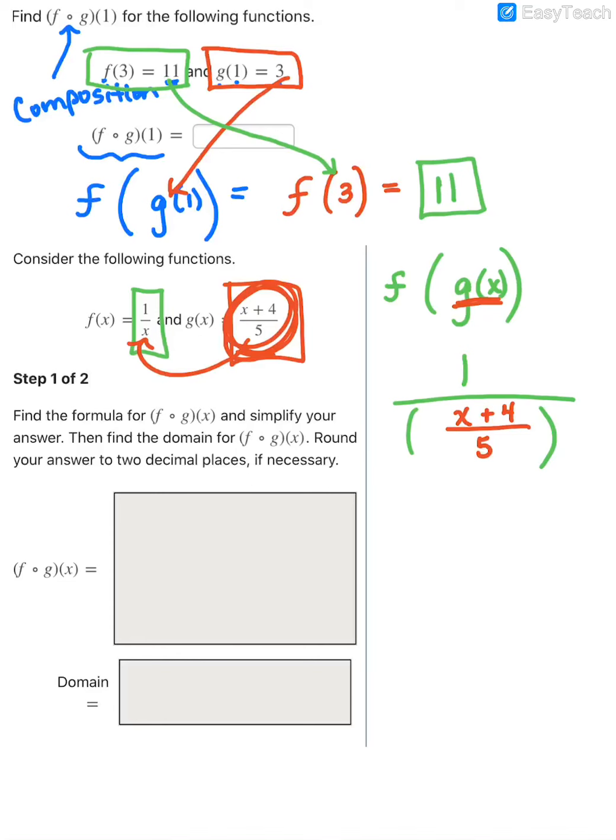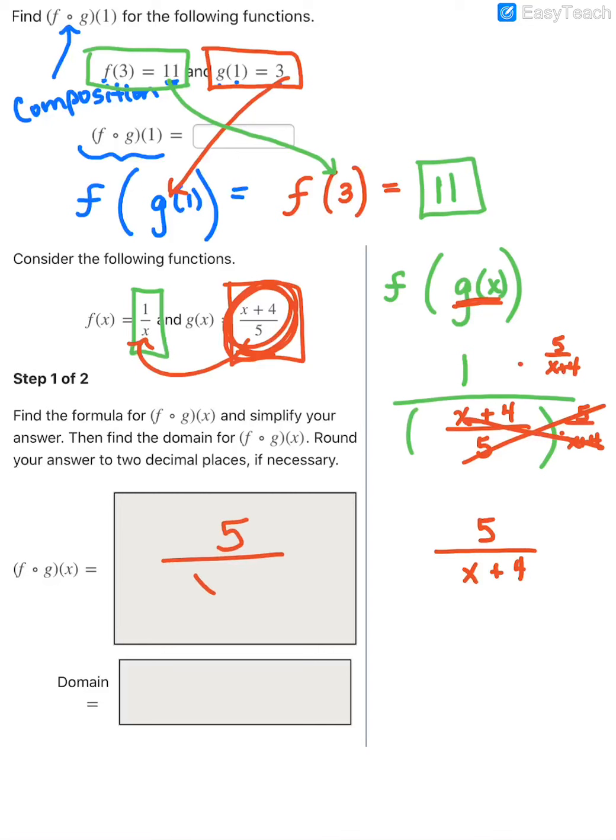Now, we do have to simplify that. So that is a fraction within a fraction, and the way you actually simplify is you multiply by the reciprocal on both top and bottom. So it cancels here, and we're simply left with 5 divided by x plus 4.